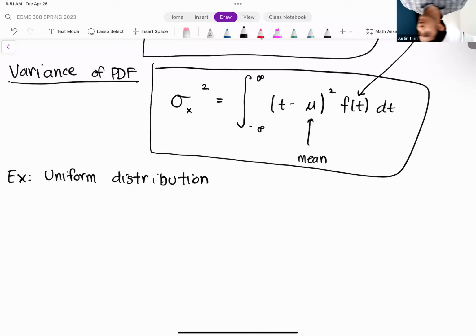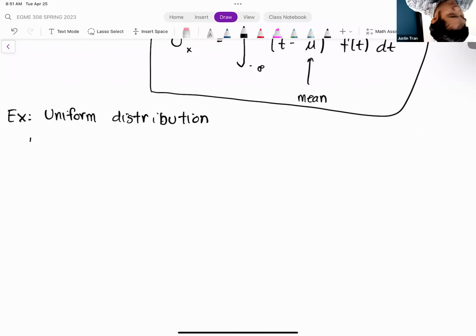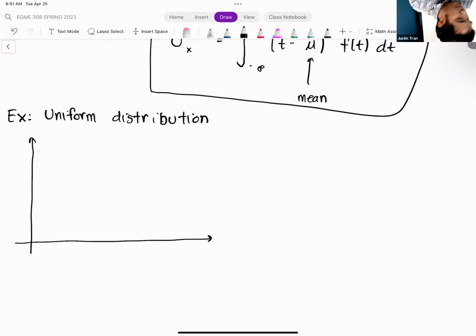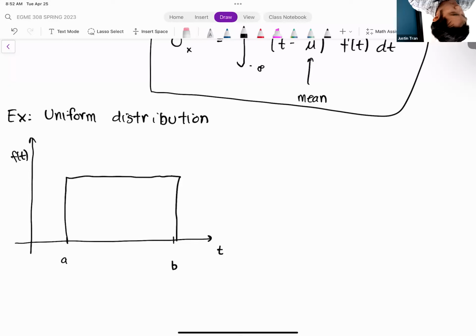The idea with the uniform distribution is that you have an upper bound and a lower bound. In between those bounds, your random variable can take any value, and the probability is equal for all of those values. So it looks like a uniform function. If we sketch out its PDF, on the horizontal axis we'll have t, and on the vertical axis we'll have f of t, the PDF. We're going to have a lower bound a, an upper bound b, and then a kind of square wave.